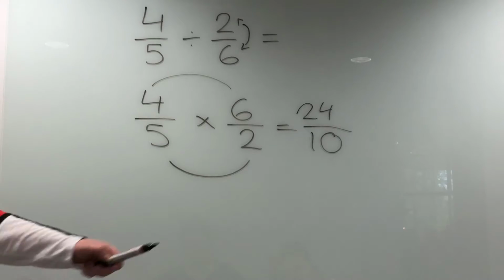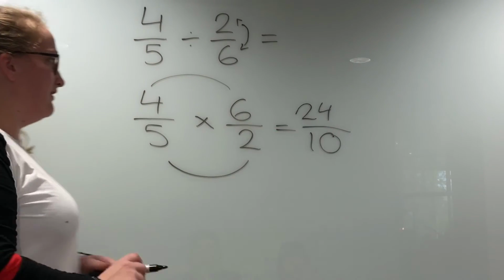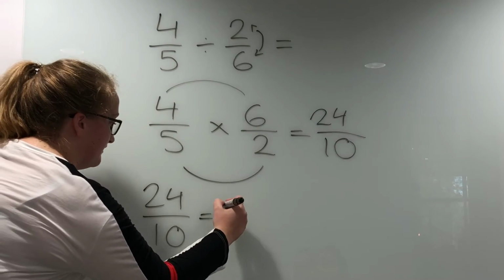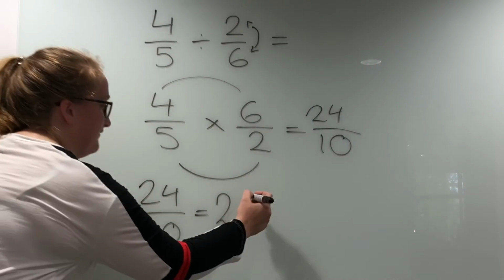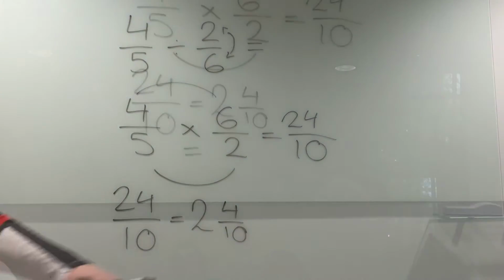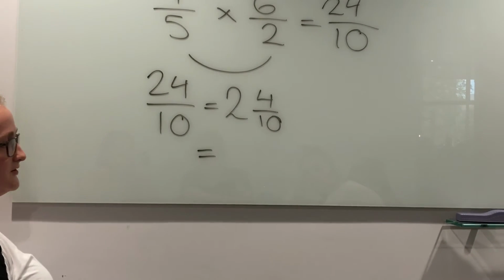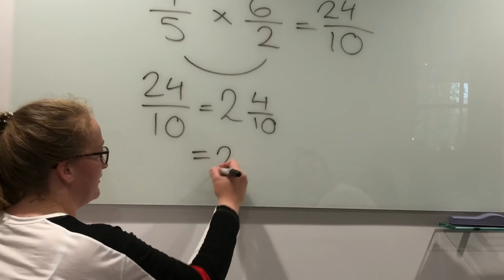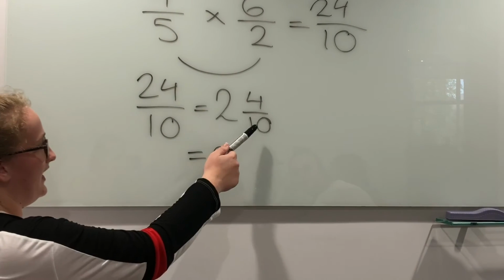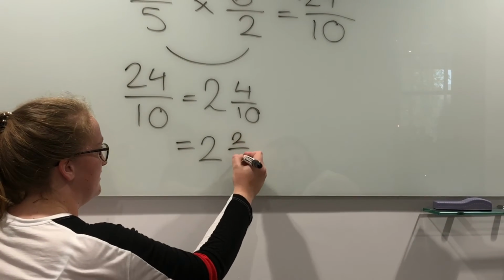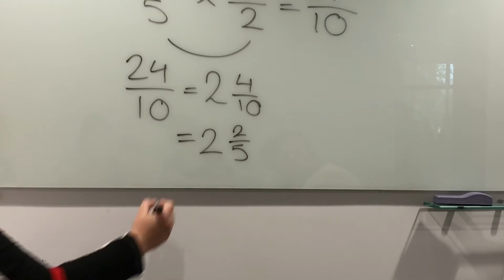So let's think about it. How many times does 10 go into 24? And I know that it goes in twice with 4 left over. So here we have our mixed number fraction. So we need to remember that all of our answers should be shown in the simplest form. So from here, we need to simplify it. So, looking for common factors again, I know that both of these numbers are divisible by 2, and that leaves me with 2 and 2/5 as my final answer.